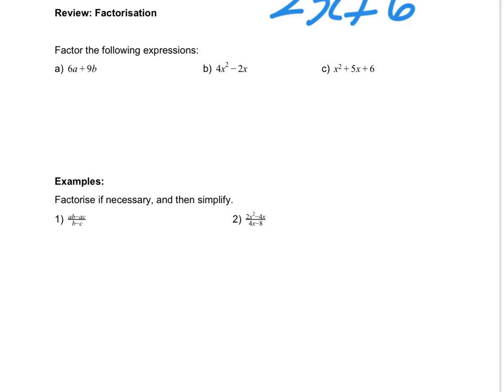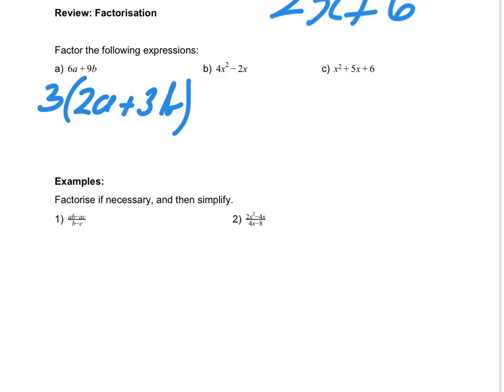Alright? Now, you look at the first one here. Is there a highest common factor? Look at the number parts. 3 is a highest common factor. Are there any letters in common? No. So it's 3. Now 3 times 2a gives you the 6a, and 3 times 3b gives you the 9b, and you're done.